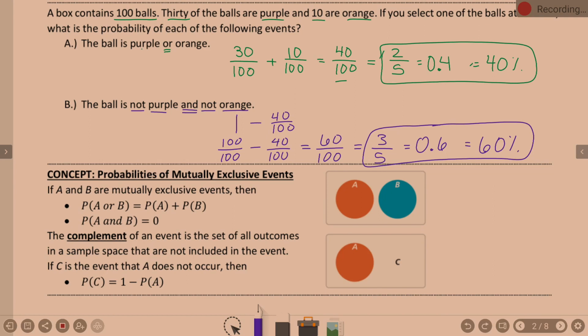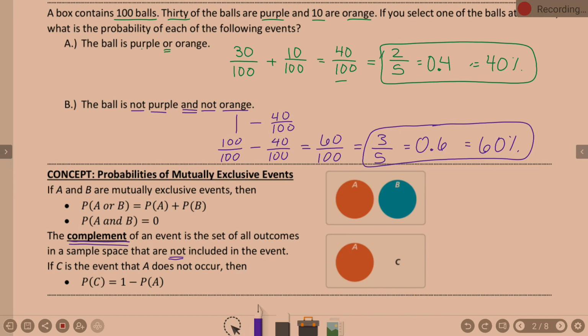Okay, so back to the idea of mutually exclusive events, which is what we are talking about here. If A and B are mutually exclusive events, then the probability of A or B is the probability of A plus the probability of B. And that's kind of what we did on part A here. Now, part B uses or represents the vocabulary word the complement. Okay, so that's a word you often hear with probability. The complement of an event is the set of all outcomes in a sample space that are not included in the event.